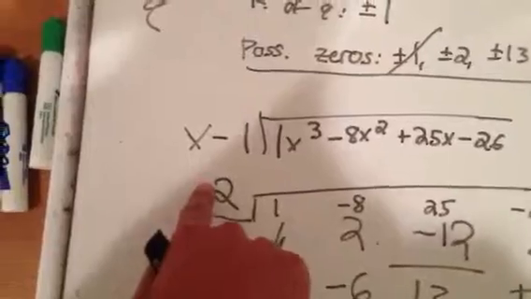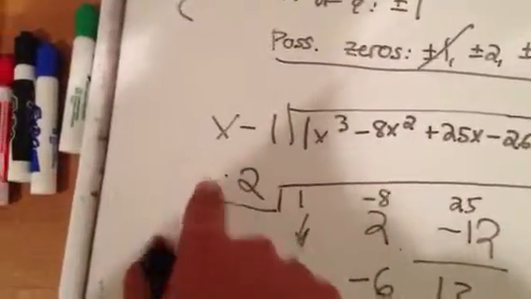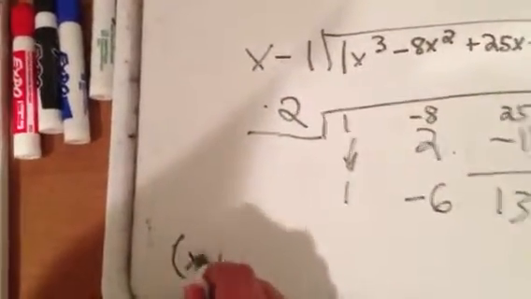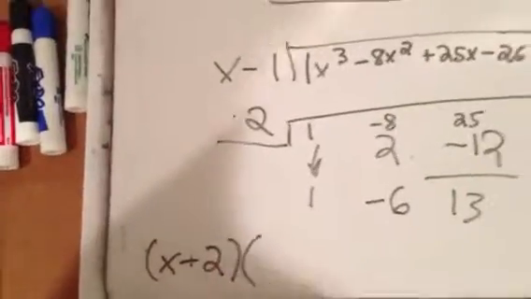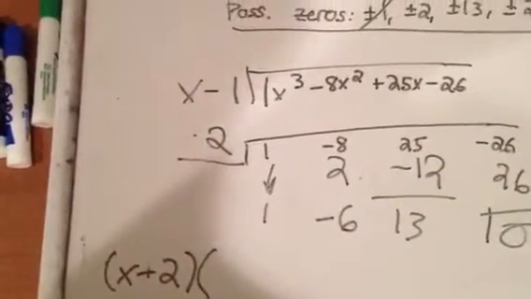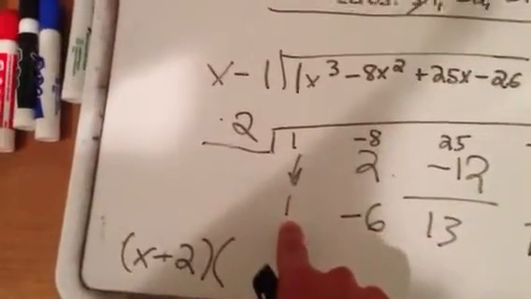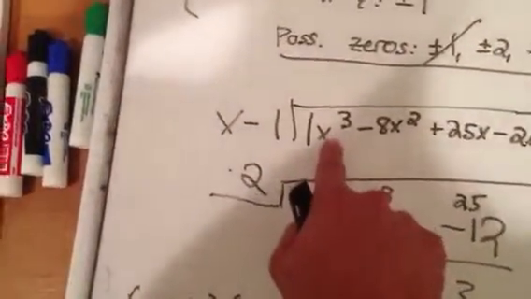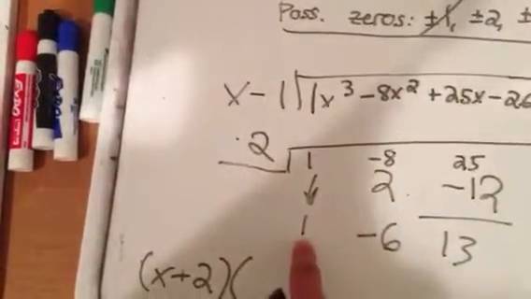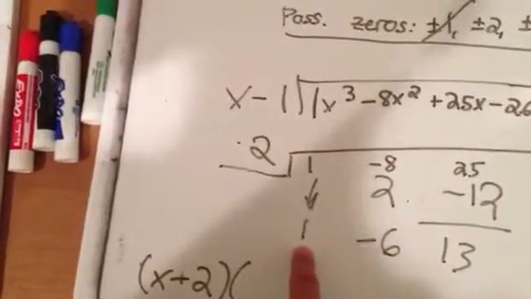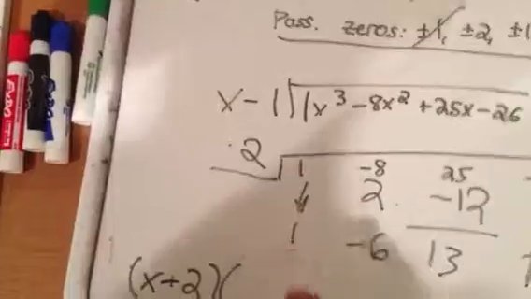So if 2 is a 0, how would you express the factor? It would be x minus 2. Now you're probably wondering, how in the world do I express the other factor? You solved it right here. If this is x cubed, what do you think this one is the coefficient for? You guessed it, it's x squared.